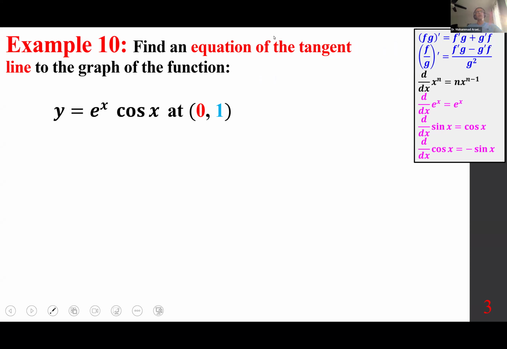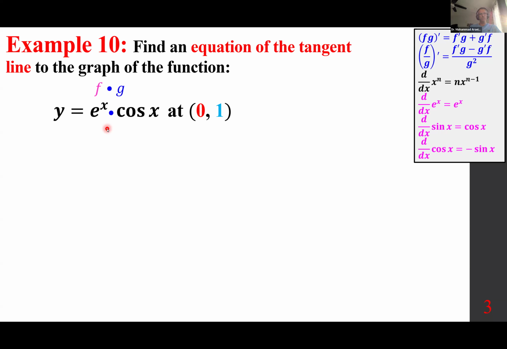All right, we're going to continue looking at more examples. In this case, we want to find an equation of a tangent line to the graph of the function y equals e to the power of x times cosine x at (0, 1). We remember that this is the product of e to the power of x and cosine x. We put a raised dot in between and we call it f times g, meaning we are using the product.